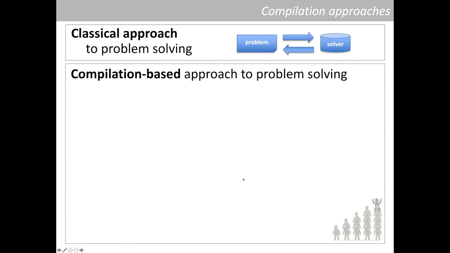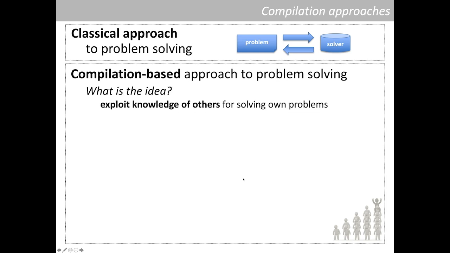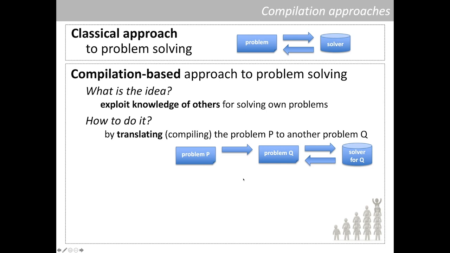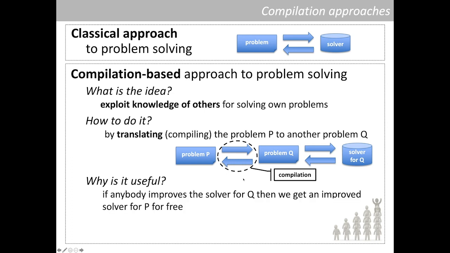While in the compilation-based approach, we are building on the expertise of others to solve the problems. So the approach is the following. Rather than solving the problem directly, we take our problem P and we compile, translate, the problem to another problem Q. And then we can use a solver for that problem Q, which obviously returns a solution for problem Q. So finally, we also need to translate the solution of this problem Q back to a solution of problem P. So rather than writing the solver, we focus on this part of translating between the problems and translating between the solutions. Why is this approach useful? Well, because if anybody improves the solver for problem Q, immediately we have a better overall solver for problem P. There exist other names for this approach, like reduction-based approach or formalism-based approach.